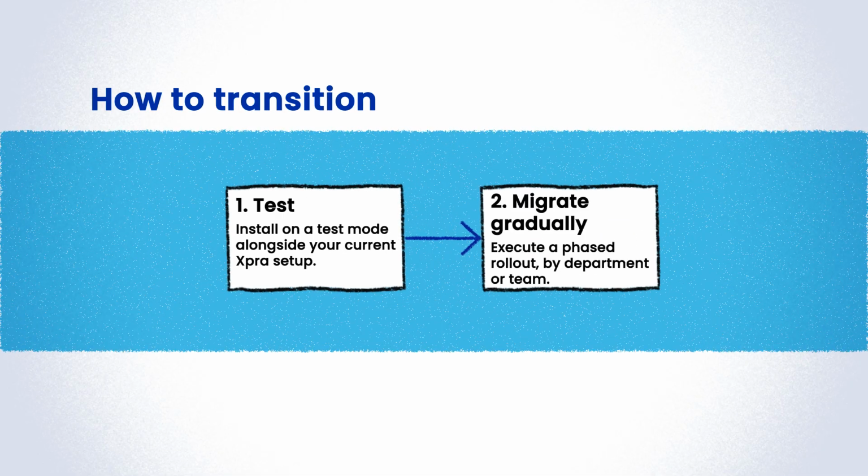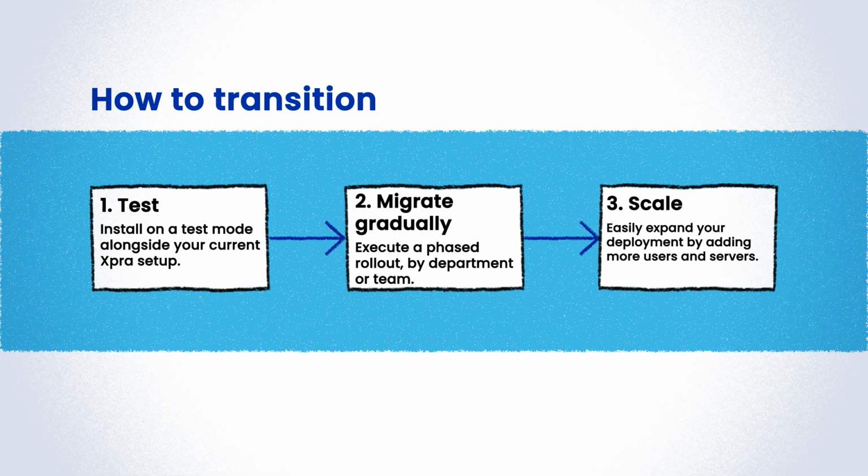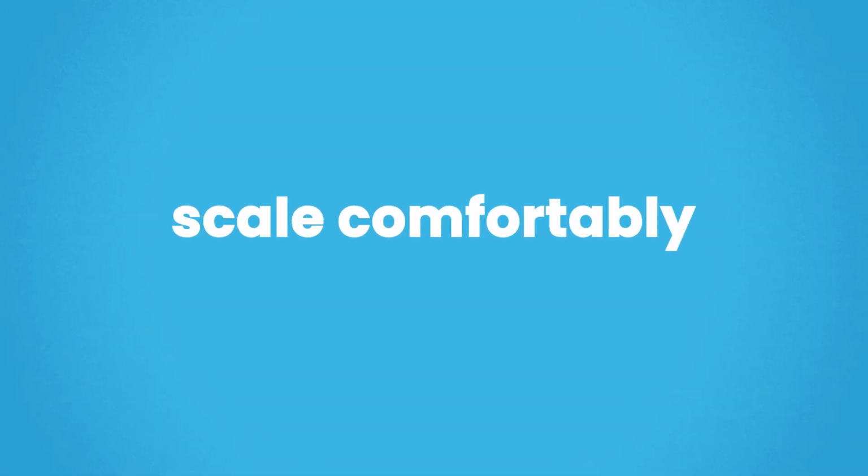Okay, this sounds good, but how hard is it to actually switch? You do not have to rip and replace everything overnight. Just install ThinLinc on a test node right alongside your current Xpra setup and see how it works. From there, you can migrate one department or one team at a time. The whole process is meant to be gradual, letting you scale comfortably as your team gets used to it.